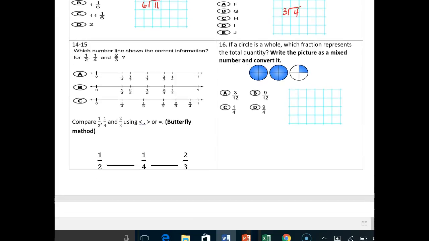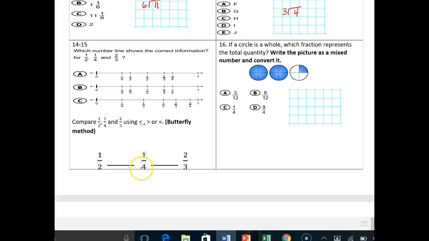Number 14 and 15. Which number line shows the correct information for 1/2, 1/4, and 2/3? So you need to place 1/2, 1/4, and 2/3 correctly on the number line. One of these number lines has placed them correctly. It might help you to compare 1/2, 1/4, and 2/3 using less than, greater than, or equal to with the butterfly method. 1 and 4, what does that give you?